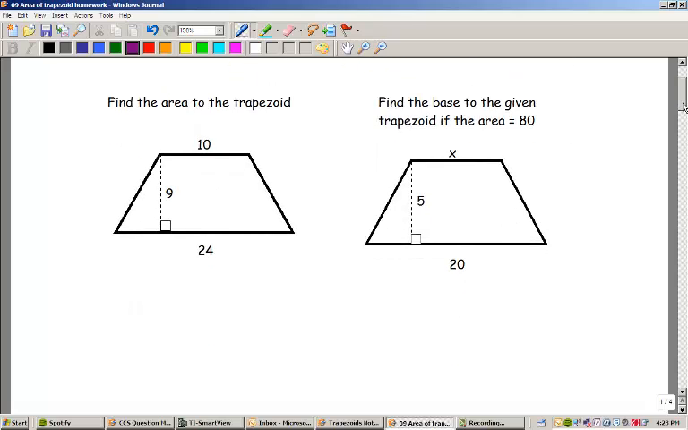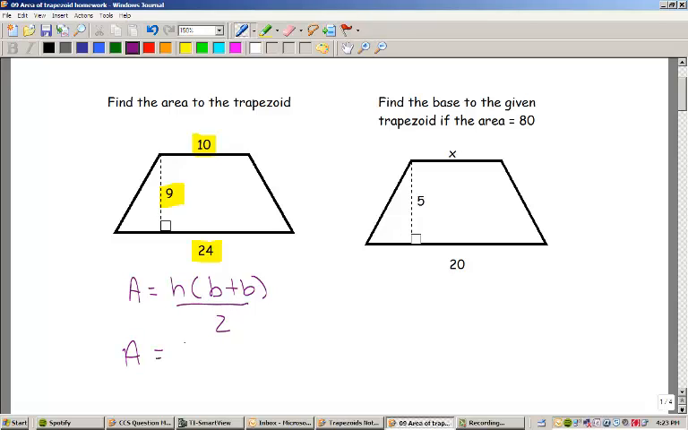All right, so let's take a look at the first one. Most basic type question, just making sure we know the formula, the pieces, and all that good stuff. They want to find the area to the trapezoid, and they have given us the three key pieces. We got the top base, the bottom base, and the height. So let's just start with the formula. Area is equal to height, base, plus the other base, all over 2.